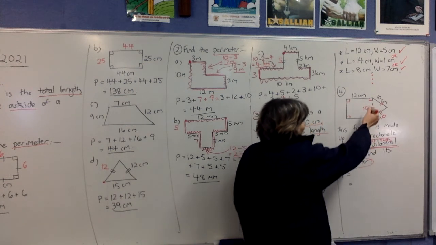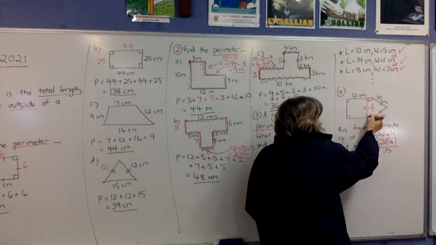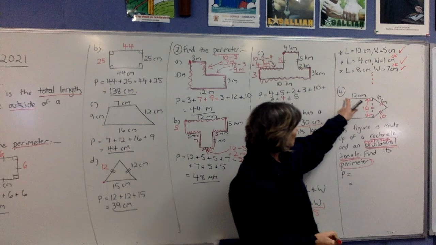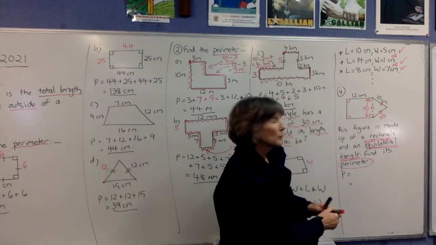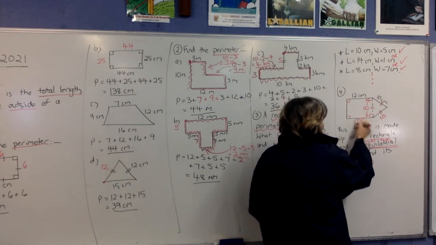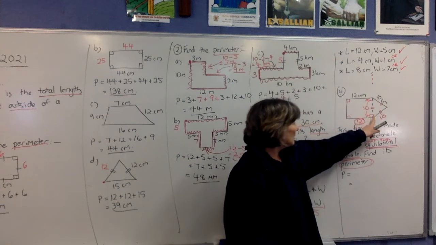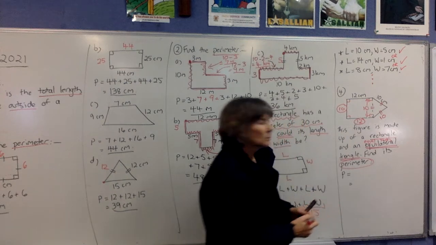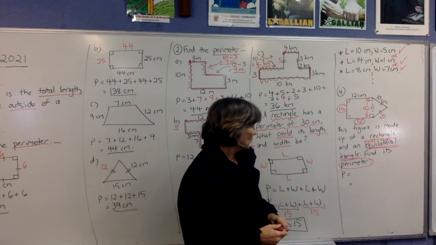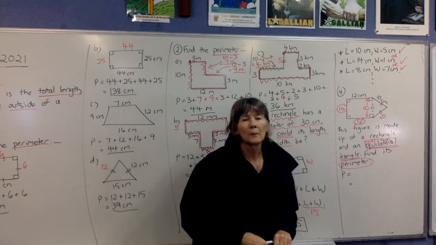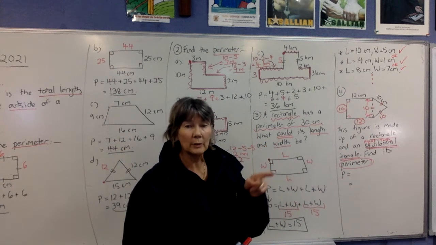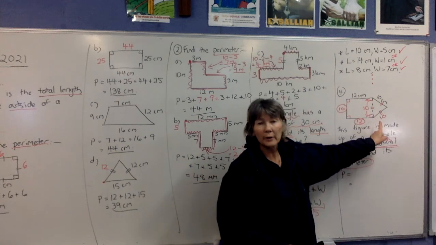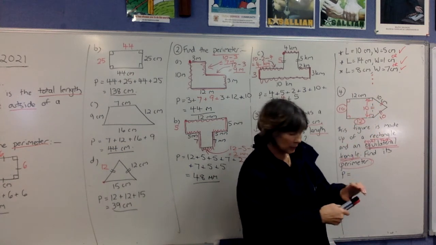So now we've got enough information to fill in the rest of it. So if that's 12, the opposite side of the rectangle is 12. And if that's 10, the opposite side of the rectangle is 10. And now we've got enough information to find the perimeter. Now remember, when you find perimeter, it's the total length around the outside of the shape. You are not going to add this dotted line on. It's not around the outside.